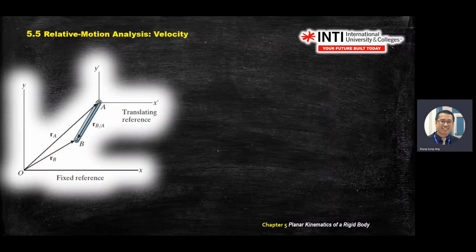Okay, go for relative motion analysis, velocity. You are familiar with this diagram. So we have a fixed point, which is x and y at O. And when you have a moving body, we will use x prime and y prime. This you're quite familiar with. If you observe from the fixed point to a certain point, you label it as R sub something. For example, if you're looking at B, you'll have R sub B. If you're looking at A from the fixed point, you write R sub A. And if you're looking at B from A, you write R B stroke A.